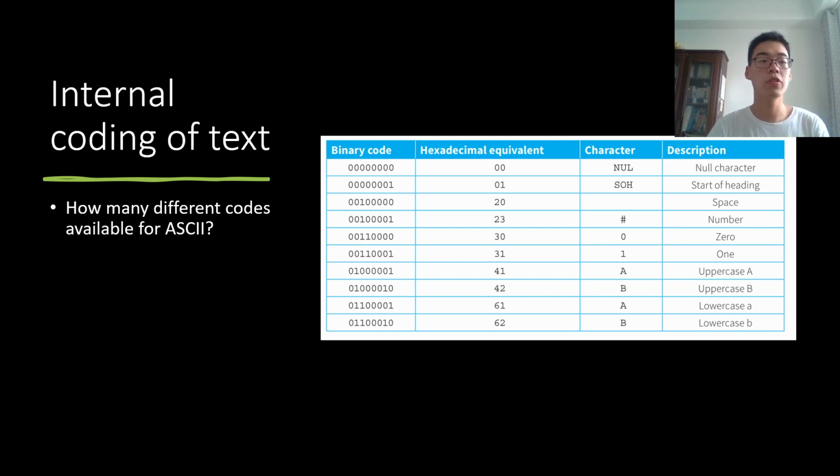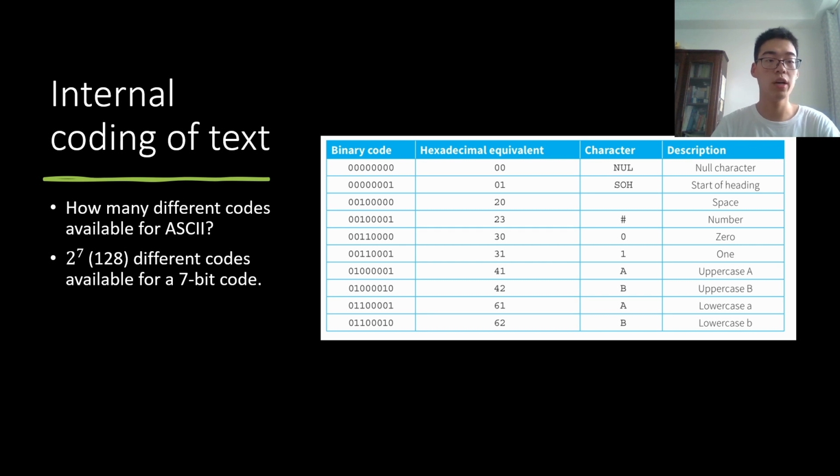So how many different codes are available for ASCII? On the previous slide, we said it is a 7-bit code. So 2 to the power of 7 is 128. So the ASCII code has 128 unique characters available, which means it has 128 different codes.